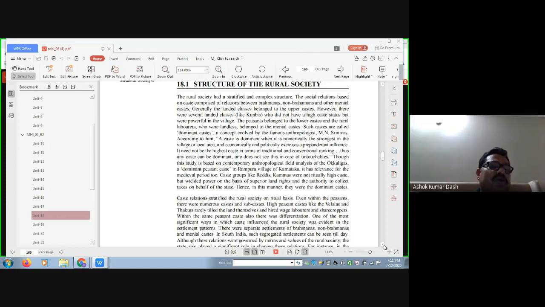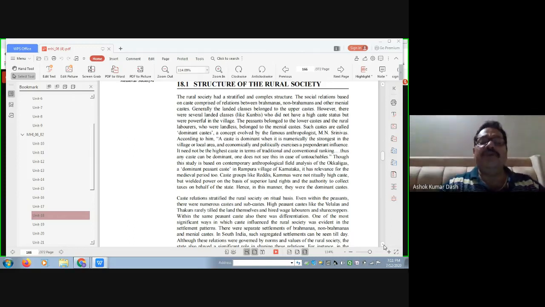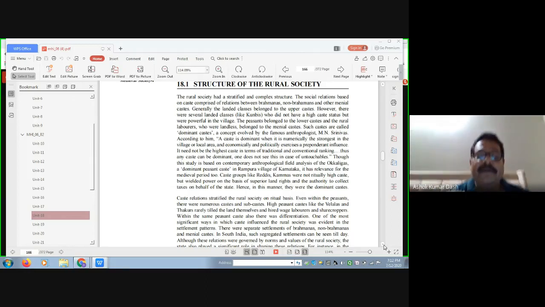So when we study the social structure of the village community, we must understand that the dominance or superiority of a caste is not always based upon the traditional caste system. Sometimes some lower castes were also instrumental in dominating an area because of their landed rights or the lands possessed by them. If they were numerous in number and possessed a high amount of land, then they are thought to be dominant in that area.